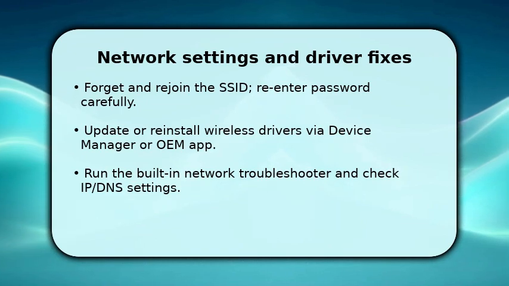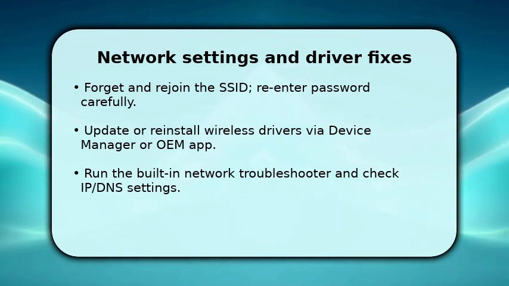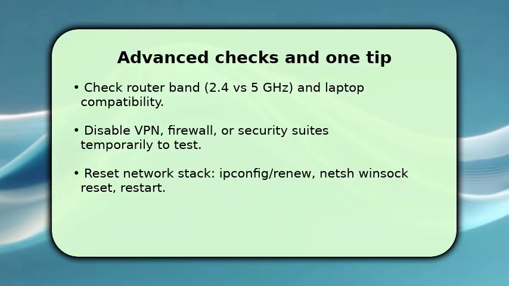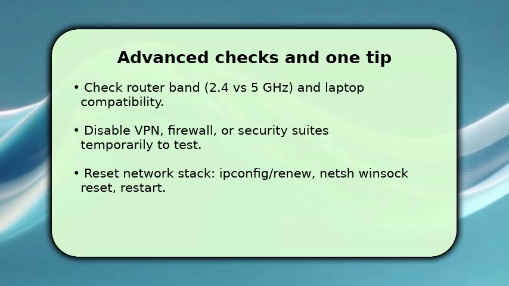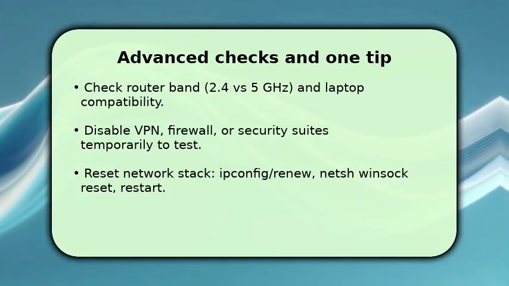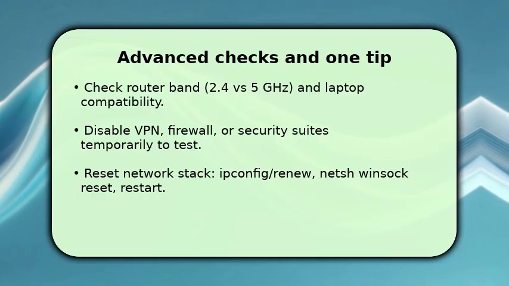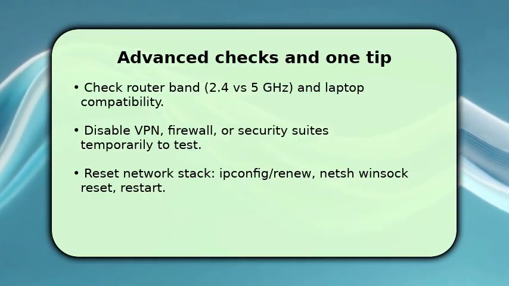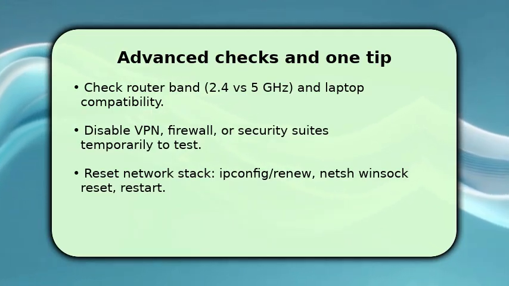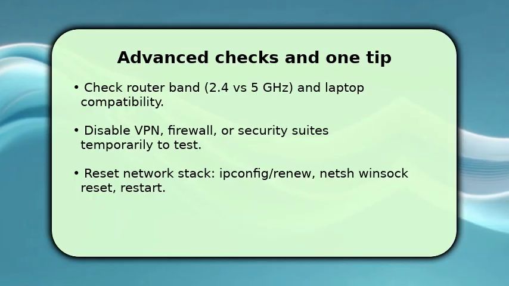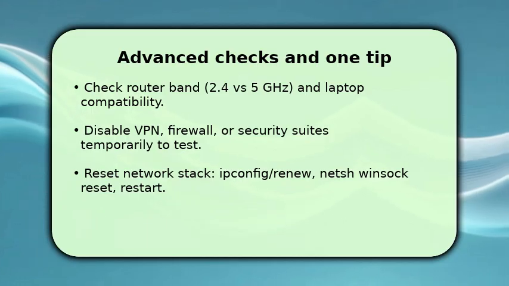Finish with advanced diagnostics to isolate stubborn faults. Verify the router band. Some older adapters only support 2.4 GHz, so switch bands if needed. Temporarily disable VPNs, third-party firewalls, or security suites because they can block DHCP and DNS. If problems persist, reset the network stack with commands like ipconfig /release, ipconfig /renew, and netsh winsock reset, then reboot.